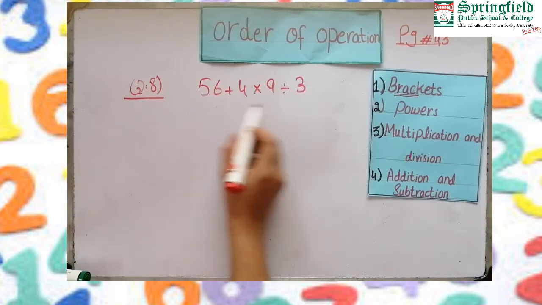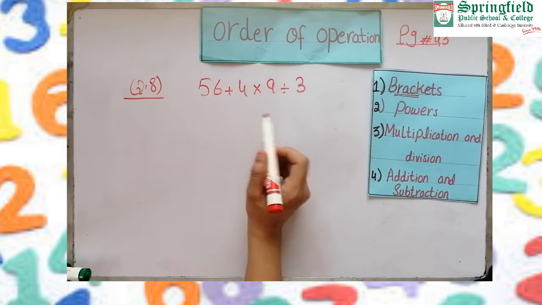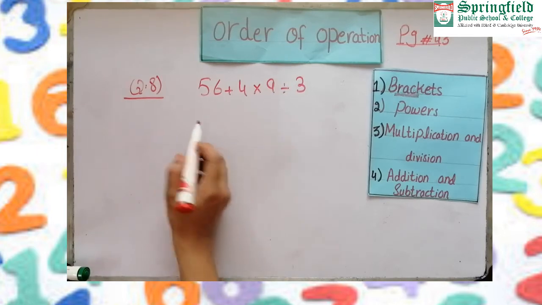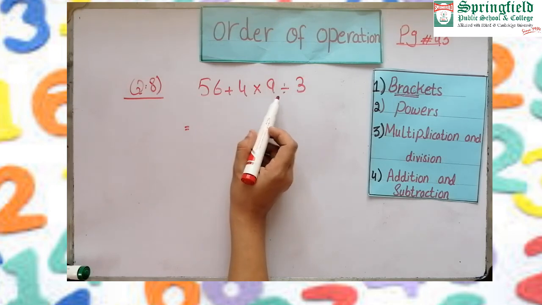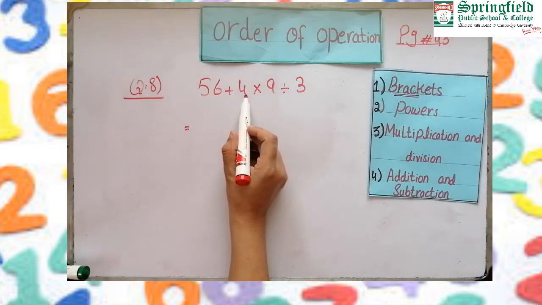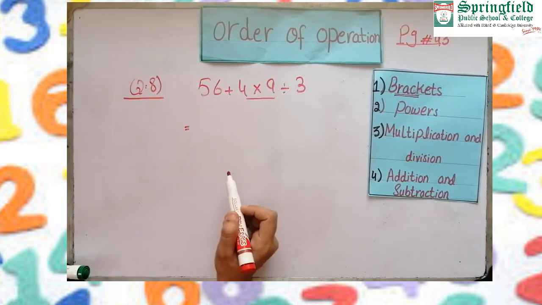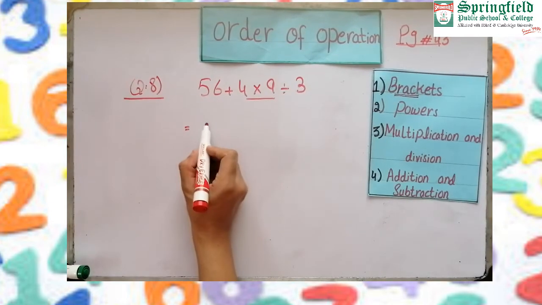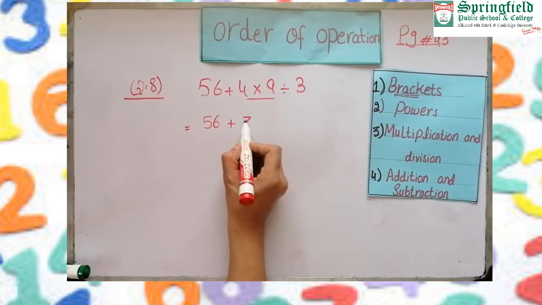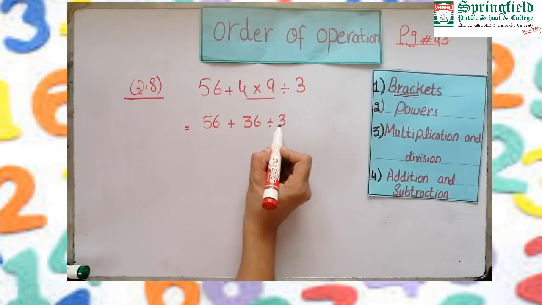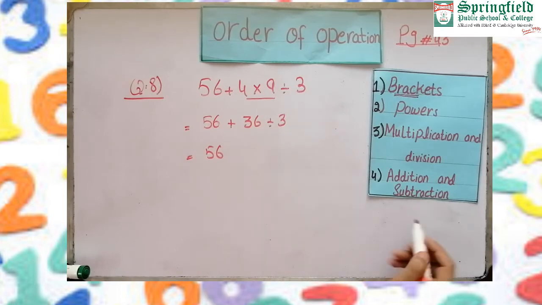So this expression has addition, multiplication and division signs. Which operation will we solve first? As we already know, multiplication and division first. In multiplication and division, what will we do first? As we start from the left side, first we will multiply and then we will divide by 3. So 56 plus 4 nines are 36, divide by 3. Then 36 divide by 3, what will be the answer?